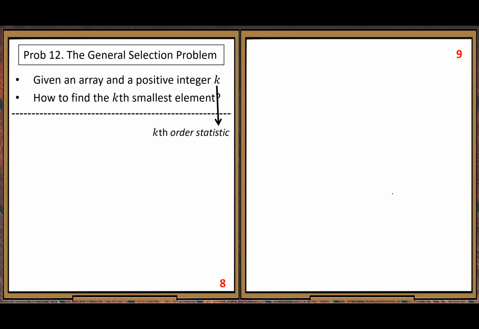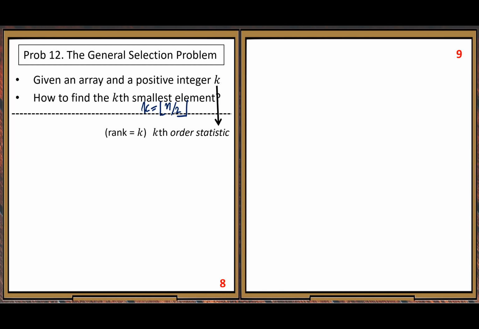Here you can see the median is a special case of the selection problem, because you can select the k that corresponds to the middle position. For example, you can select k equals the floor of n over 2. When you select this k, you get a median. Here, we also call this the kth order statistic. The formal name for the kth smallest element is the kth order statistic.